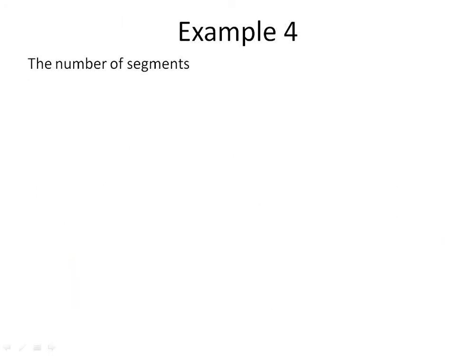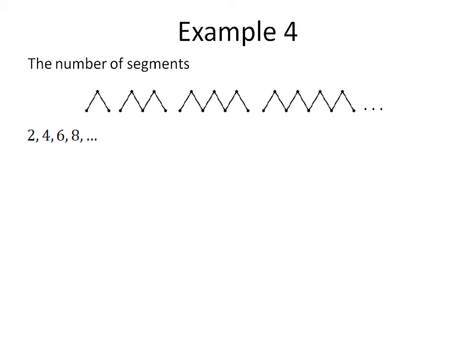Okay, example 4, they want to know the number of segments. So the first one has 2, the second one has 4, the next one has 6, and then the final one here has 8, and then it continues. So this is also 2, 4, 6, 8 like I got here. So you can see what's happening is every time they're adding 2, so it's arithmetic, with a difference of 2.